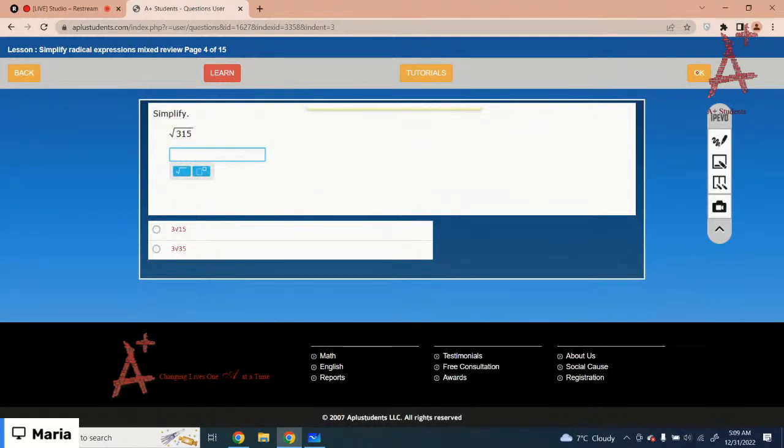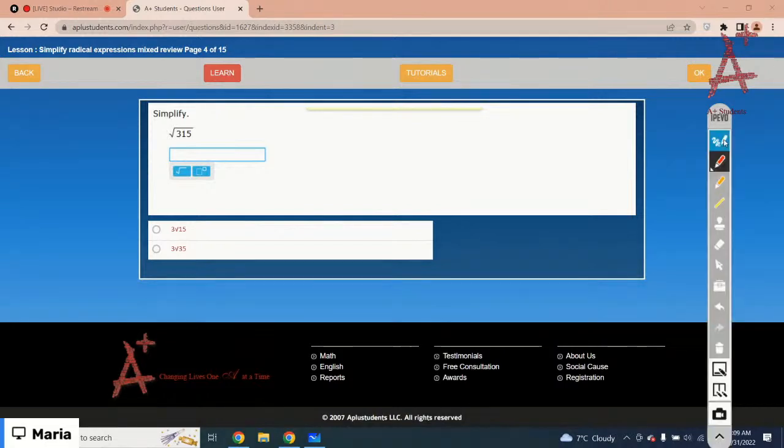Okay, the next one is square root 315. So let me see what the factors of 315 are. The prime factors for 315 are 3 times 3 times 7 times 5. When you multiply them, they make 315. You can check by using a calculator. 7 times 5 is 35 and 3 times 3 is 9. 9 times 35 is 315.